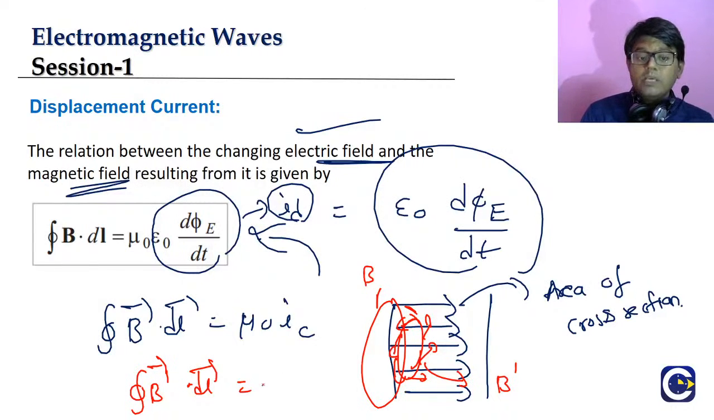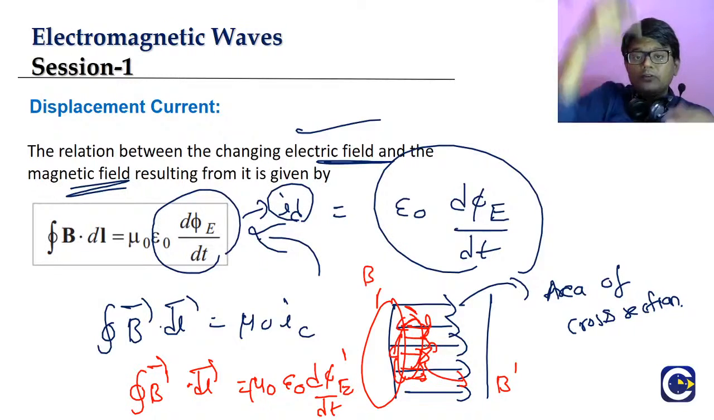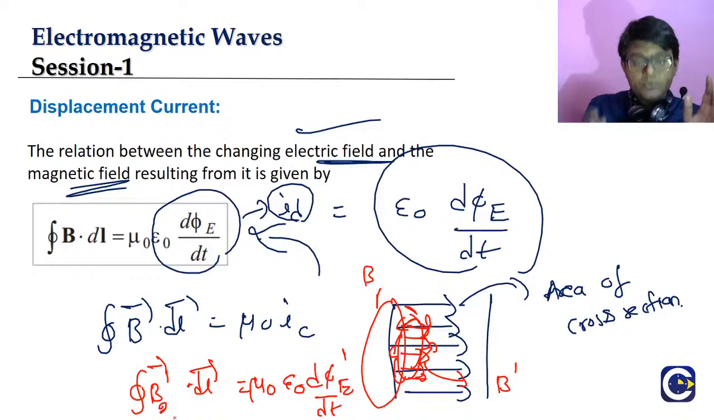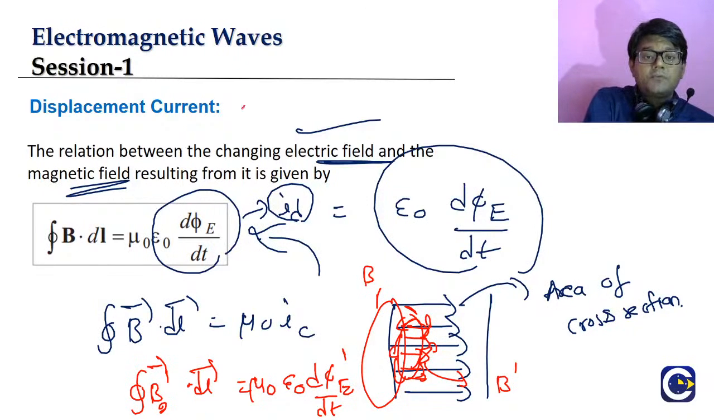This will be equal to mu naught into epsilon naught into d phi E dash by dt. Because if you take a smaller loop, the flux is going to change. If you take the full loop which covers the entire plate area, we are going to get the total flux. But if you take only part of the area, the flux will be reduced. So accordingly the B also will be reduced. So the thing that we need to understand, this is more like an MCQ type of question.